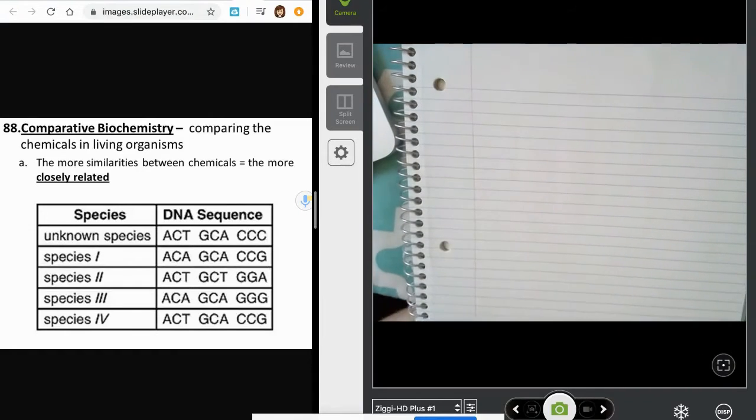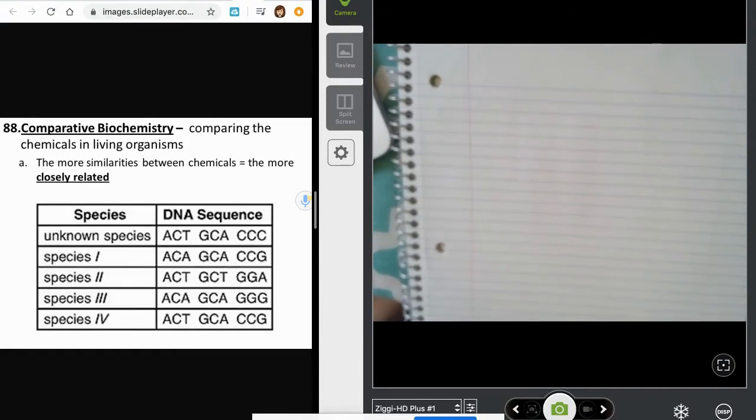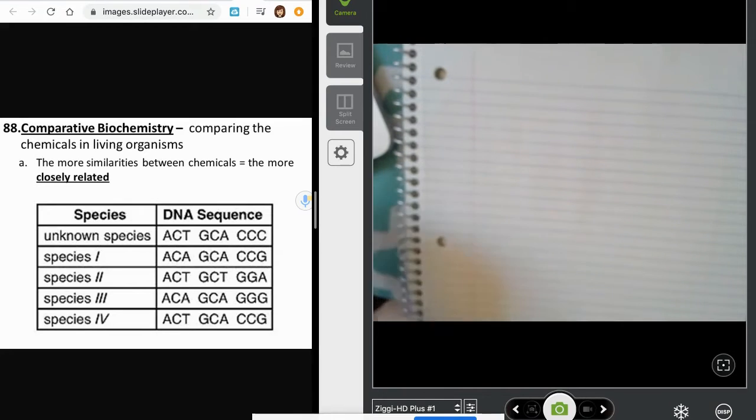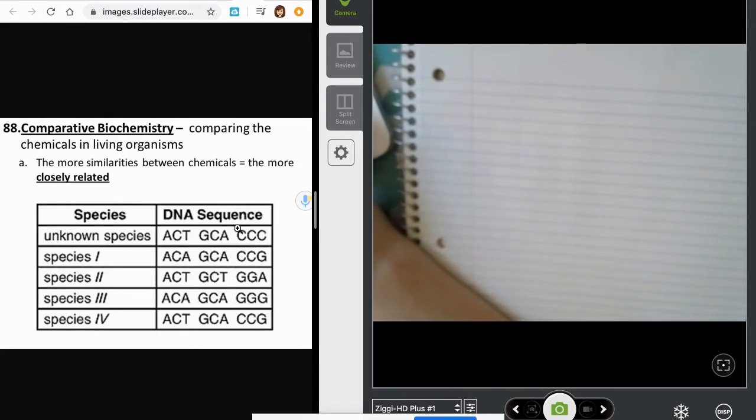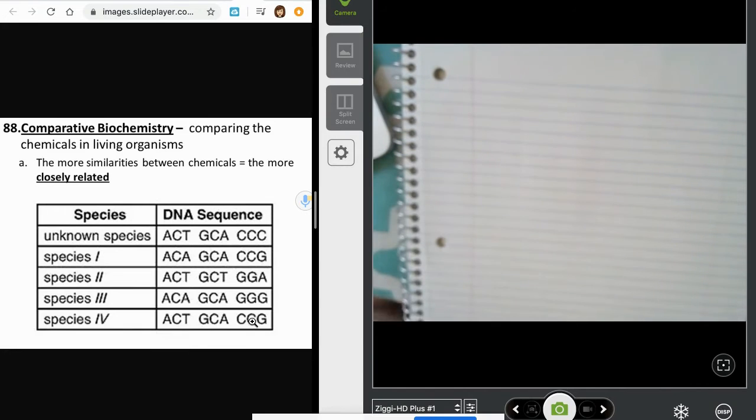Okay, so right now what we're going to do is compare different species based off of their DNA sequence. This is the most molecular way that you can compare living things to each other. So I'm going to look over here at this data table, follow my cursor. I have an unknown species, and I have species 1, 2, 3, and 4. And I'm given a little snip of their DNA taken, for sure, from the same location.